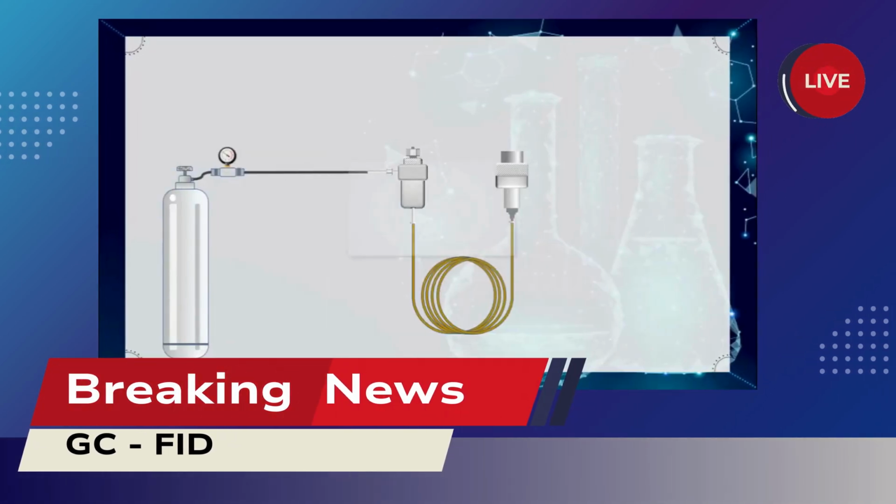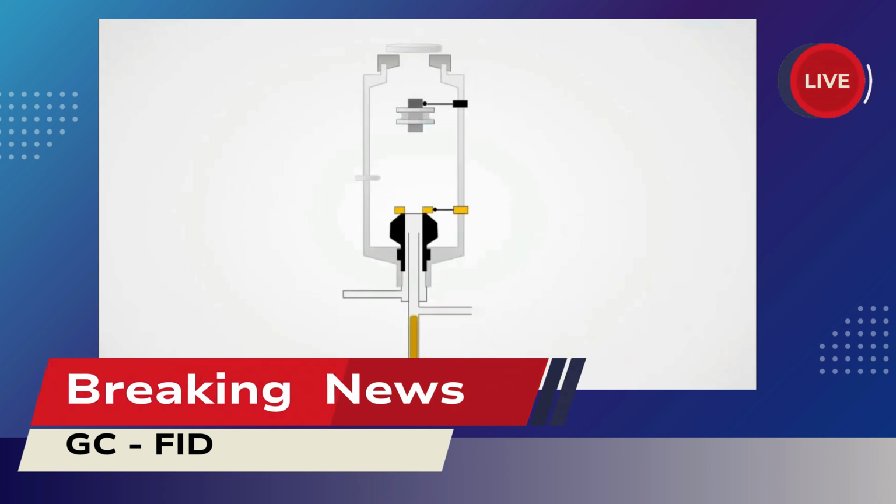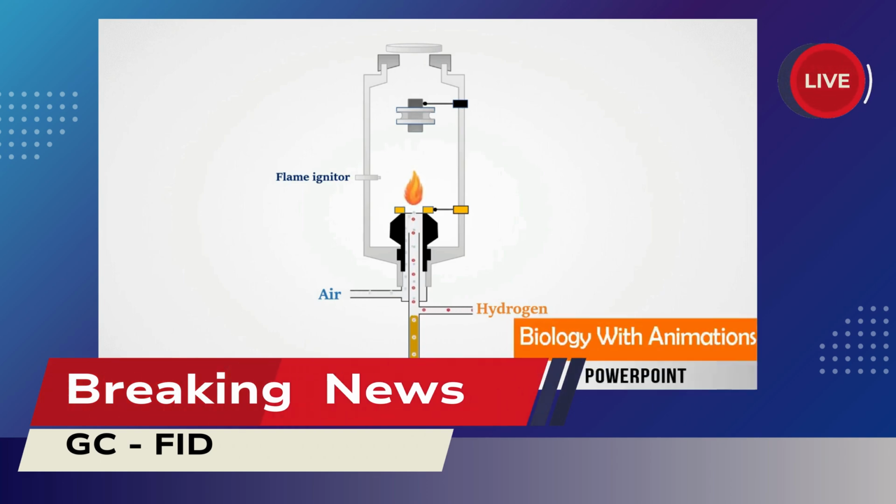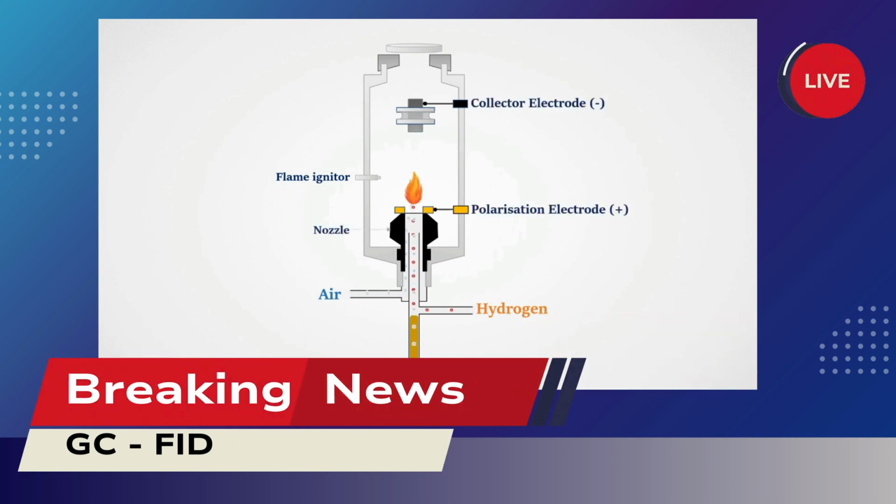As compounds exit the column, they interact with the detector. One commonly used detector is the flame ionization detector, or FID. In the FID, organic compounds are combusted in a flame generated by hydrogen and air. This produces ions, primarily carbon ions, that generate a current. The current is proportional to the quantity of the organic compound.